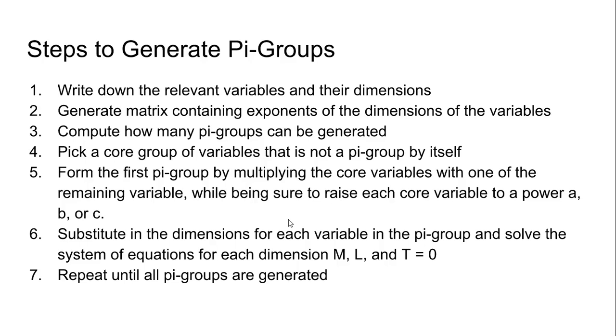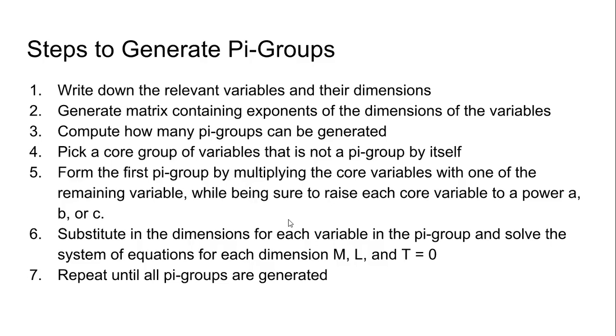Then you pick a core group of variables. You can pick 2 or 3 variables, and you just have to make sure that it's not a pi group by itself. Once you have determined your core group, you take it and multiply it with one of the other variables that you did not use to create the core group. Then you substitute in the dimensions for each variable in your pi group, and solve that system of equations for mass, length, and time, setting all of them equal to 0. Then you keep doing this process until you have generated all of your pi groups.